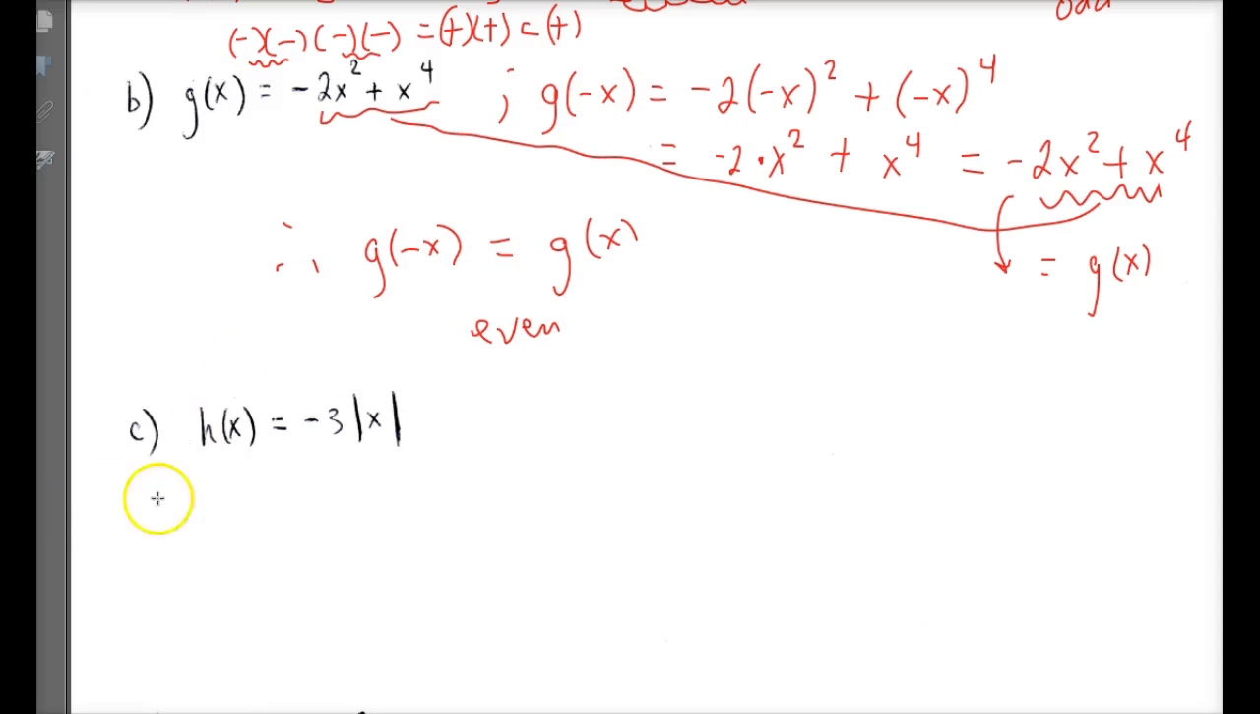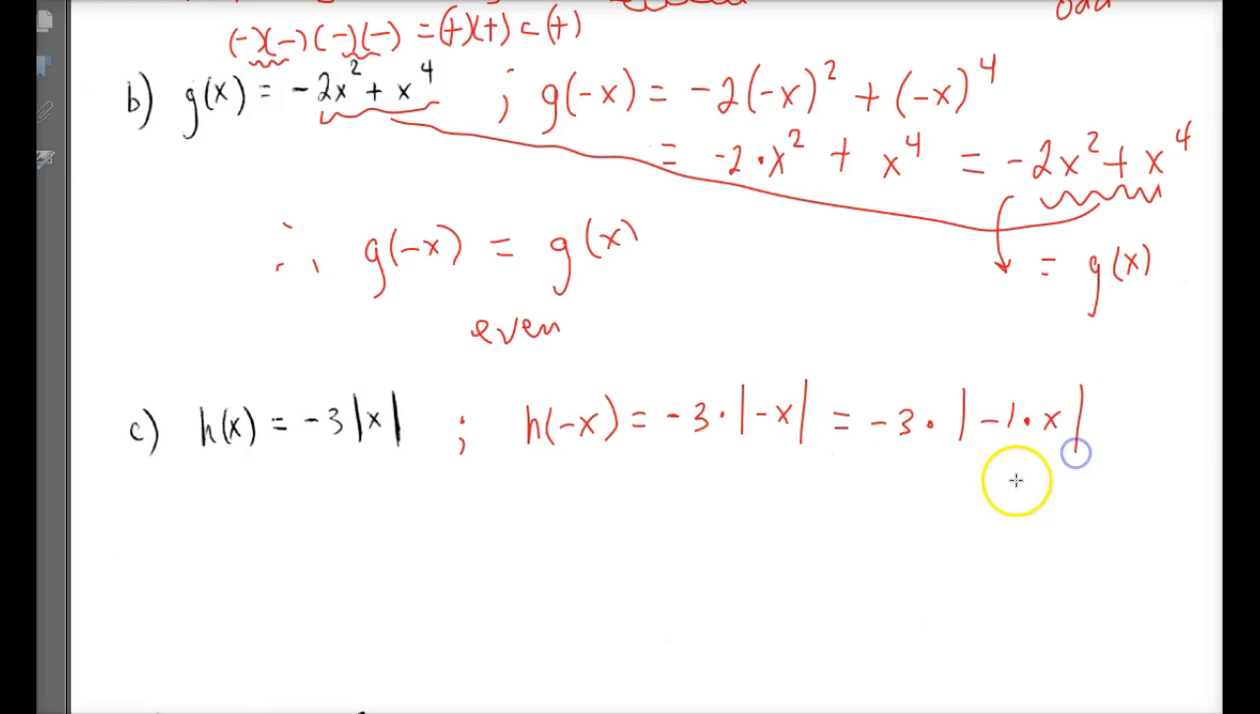Okay? Now, for example C, we have a function h of x, and we'll do the same thing. So h of negative x is the same thing as a negative 3 times absolute value of negative x. And so for this one, what we'll do is we'll use some of the properties about absolute value that we know here. Now, namely, here we know that negative x is the same thing as a negative 1 times a positive x. Okay? And then from that point, we know from our absolute value rules that we can rewrite this way.